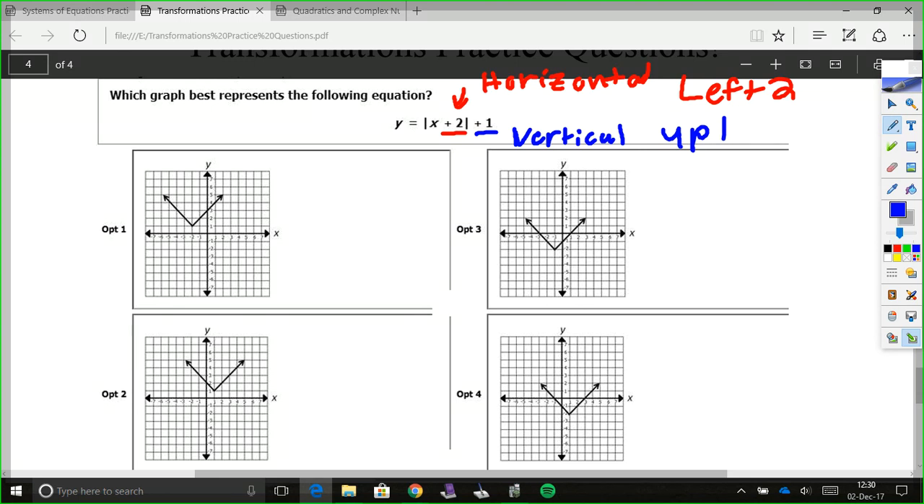So I'm looking for a graph where if I start at 0, 0, I go left 2 and up 1. Well, it looks like it's this one. It looks like it's option 1. Let me just look at the other ones to make sure, of course. This one, left 2 and up 1. Yeah, definitely not there. Left 2 and up 1. Definitely not there. And then left 2 and up 1. Definitely not there. I'm looking for the bottom of the V, which, of course, option 1 has. When I go left 2 and up 1, I hit the bottom of my V, and get that perfect match that I'm looking for.